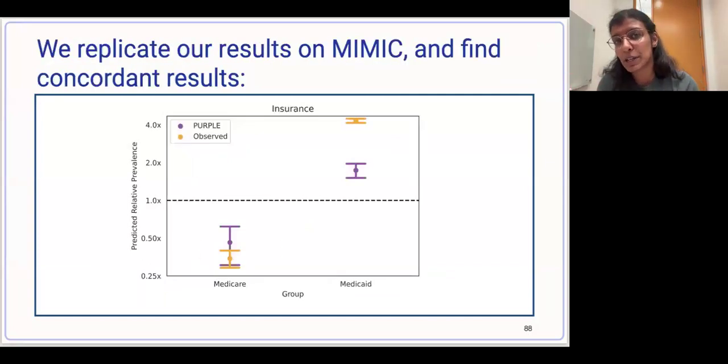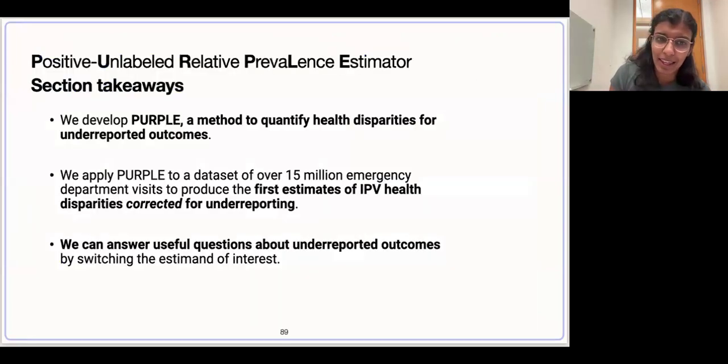And then finally, we replicate our results on Mimic, and we find concordant results with respect to insurance, albeit with larger error bars since this is a dramatically smaller sample size. Okay, so the takeaways from this section are that we developed Purple, a method to quantify health disparities for underreported outcomes. What we did was apply Purple to a data set of over 15 million emergency department visits to produce the first estimates of IPV health disparities corrected for underreporting.